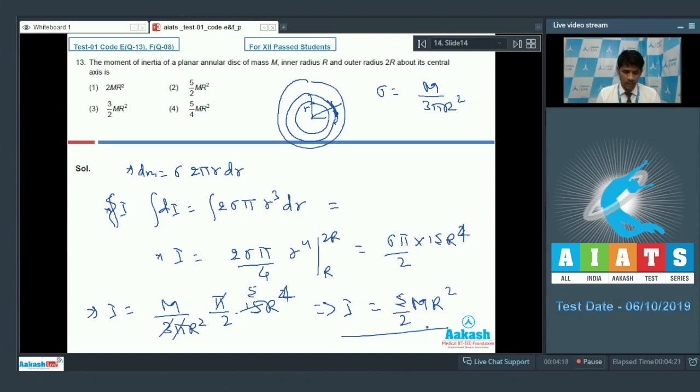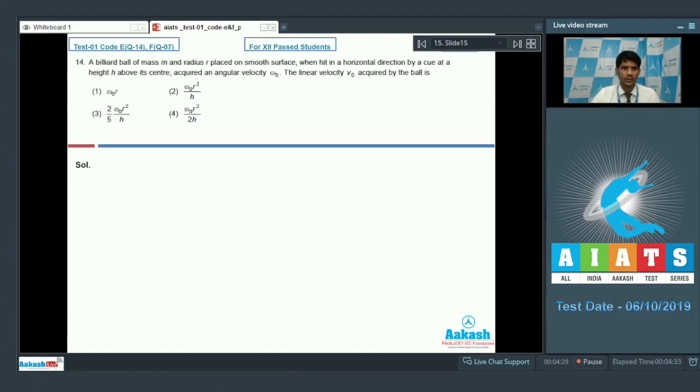Looking at the options for question number 13, option 2, moment of inertia is 5 by 2 MR^2, is the correct answer. Now let's take on question number 14 here.